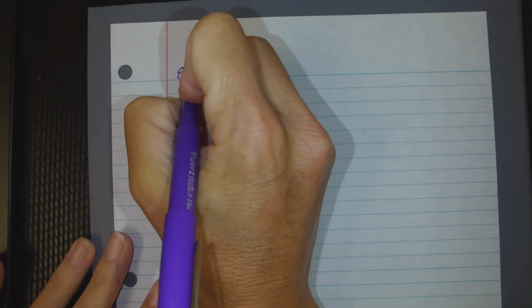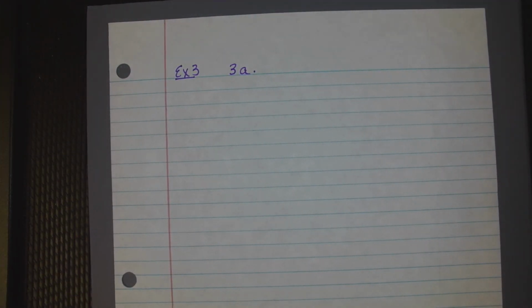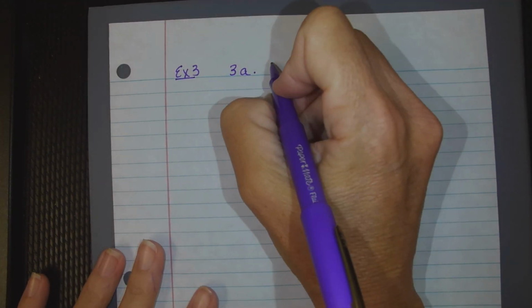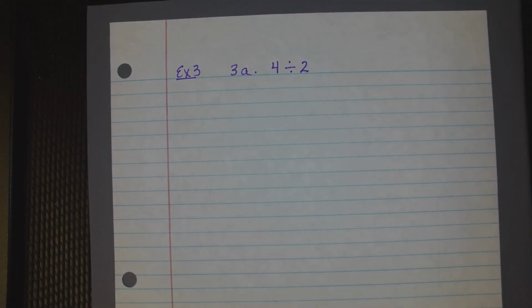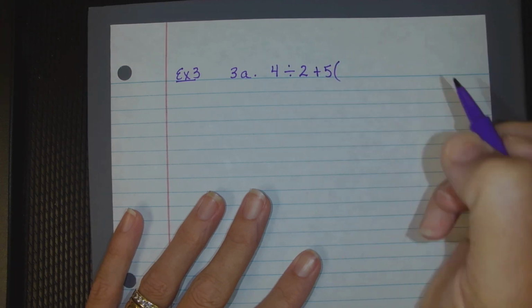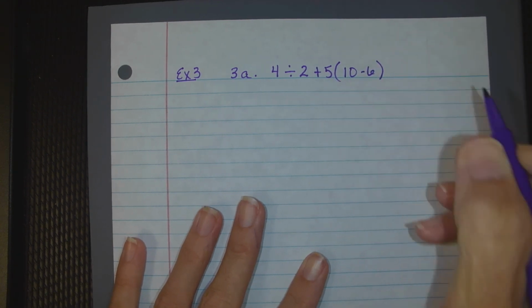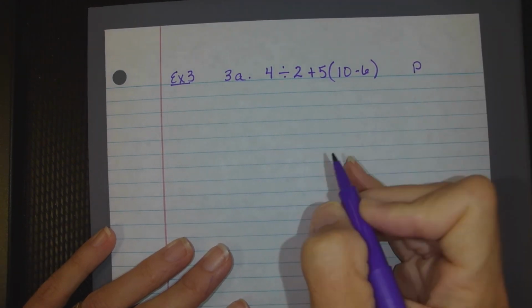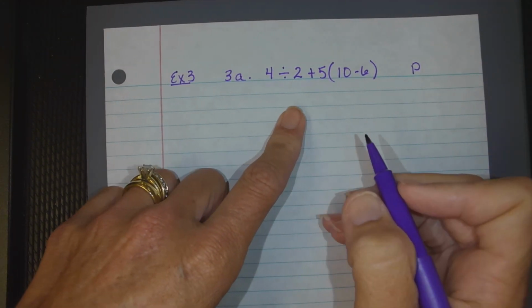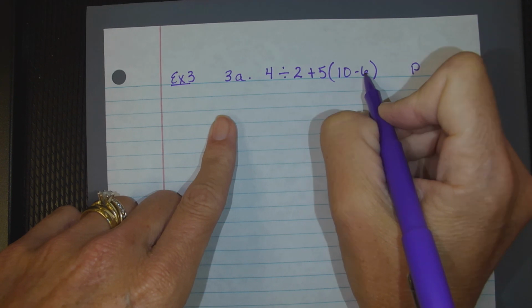So now let's look at example 3A. 4 divided by 2 plus 5, parentheses 10 minus 6. Let me check my screen. Okay, there we go. Now what we have in this problem, we did not have in the others: parentheses. We absolutely have parentheses, and here they are. They're pretty obvious. So we need to do that. So 10 minus 6 is 4.